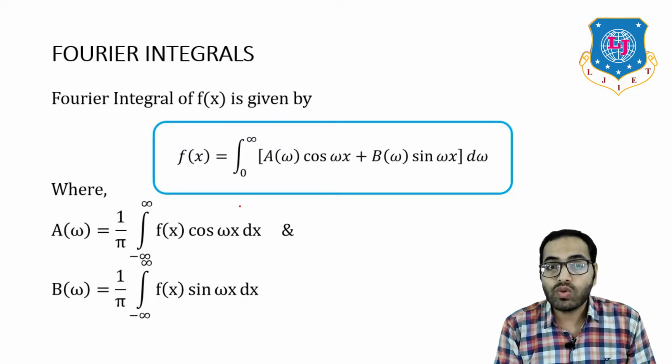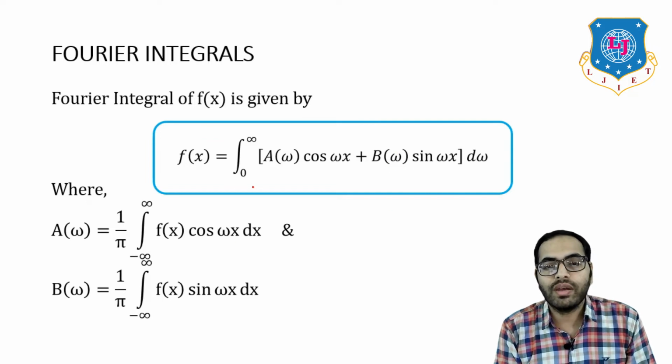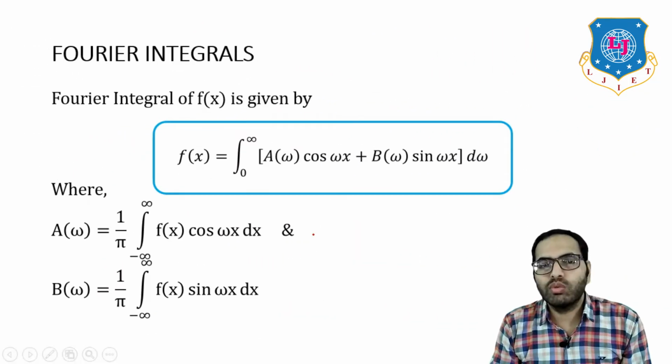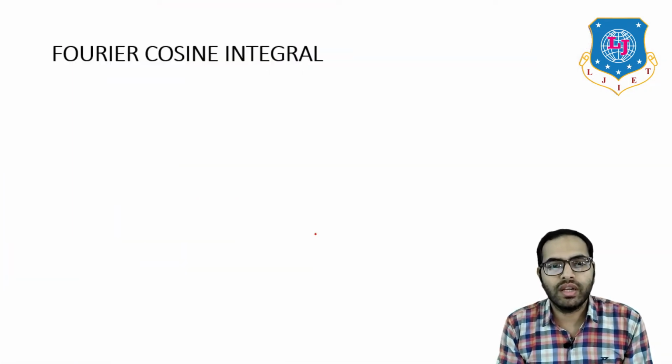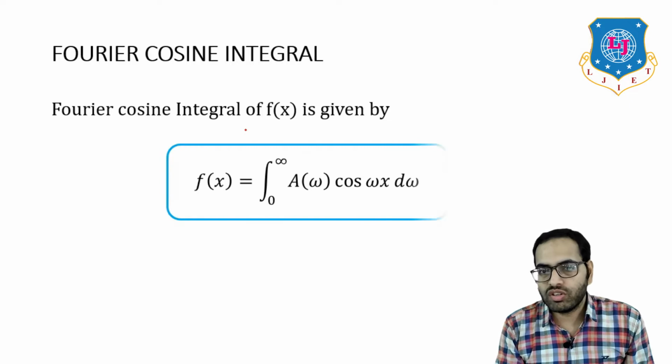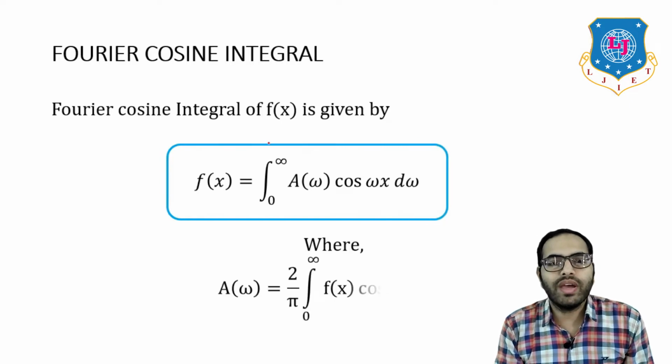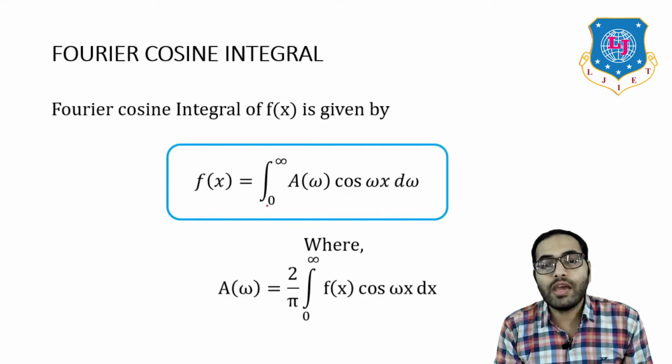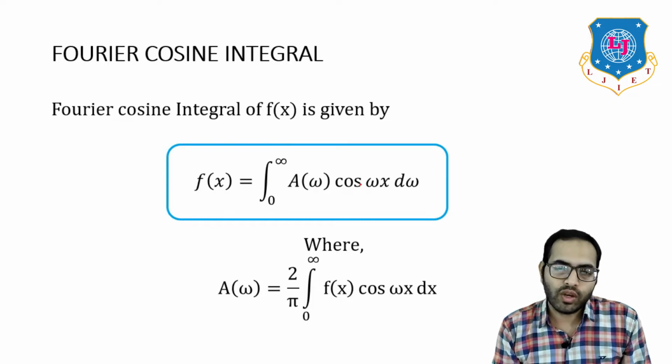See, what we have to do in such kind of examples is just find the values of a of omega and b of omega and substitute them in this equation, then we get the Fourier integral. Let's move on to the Fourier cosine integral. The Fourier cosine integral of the given function is represented by f of x equal to integral 0 to infinity a of omega cos omega x d omega, where a of omega equals 2 by pi integral 0 to infinity f of x cos omega x dx.